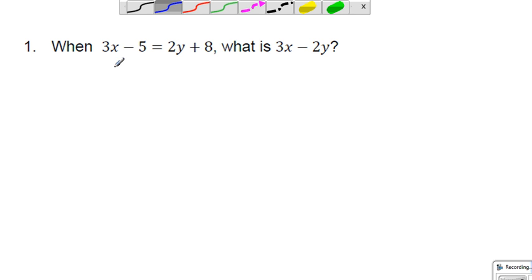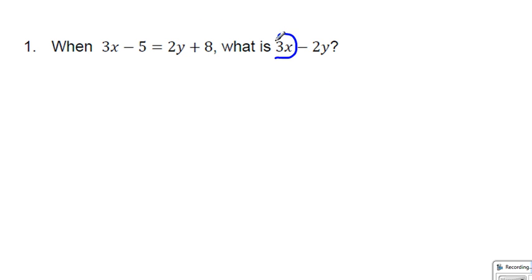So here we have 3x minus 5 is equal to 2y plus 8. When you look into this one, we see 3x here and 3x here, and 2y here and 2y here. Whenever things repeat, we need to pay extra attention because there may be meaning behind it, and the meaning might be the relationship between those two. Now, how can we get this from here?